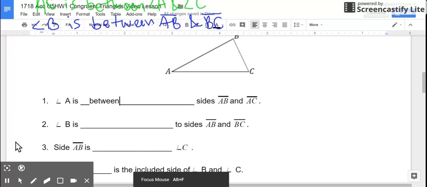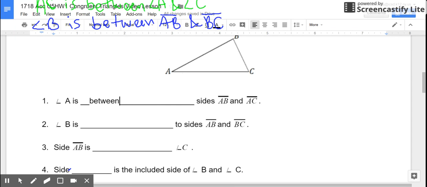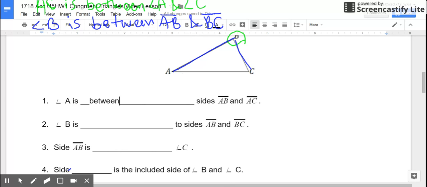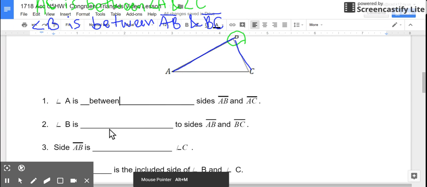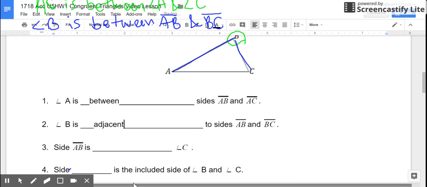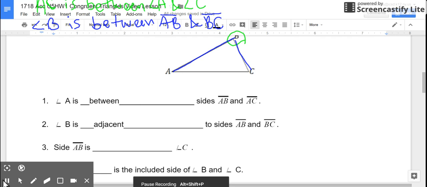Let's try number 2. Angle B is blank to sides AB and BC. So here's angle B, and we're looking for the relationship between angle B and sides AB and BC. I would say that angle B is between them, but since I have this word to here, I would say that angle B is adjacent to those two sides because it touches them. It's next to them. Please pause the video right now and answer the rest of the questions on this page.